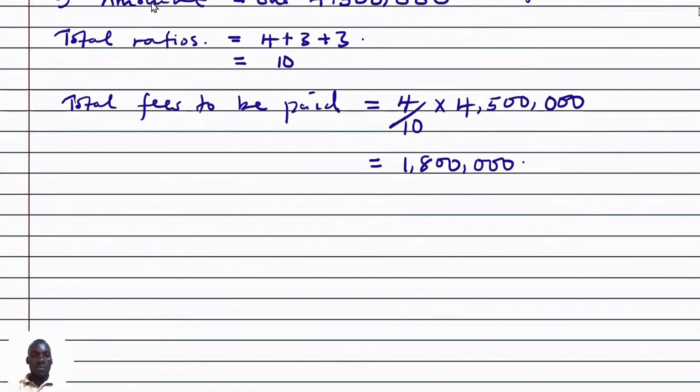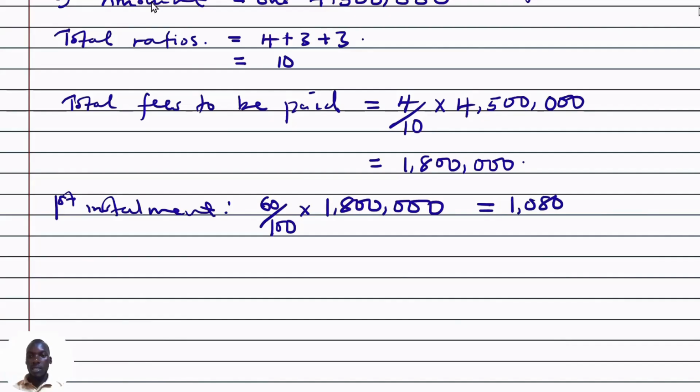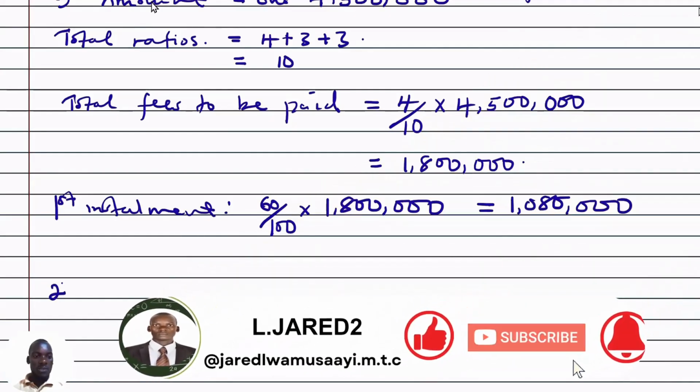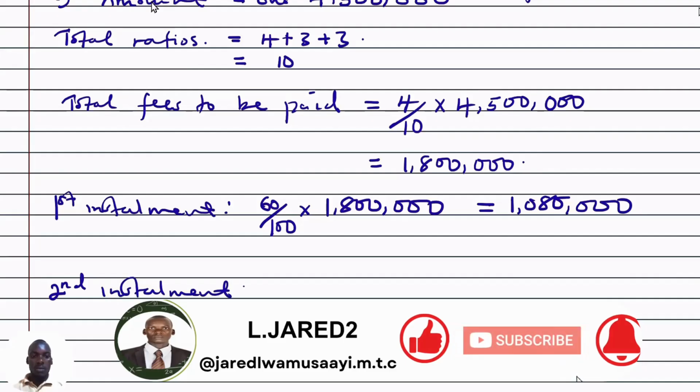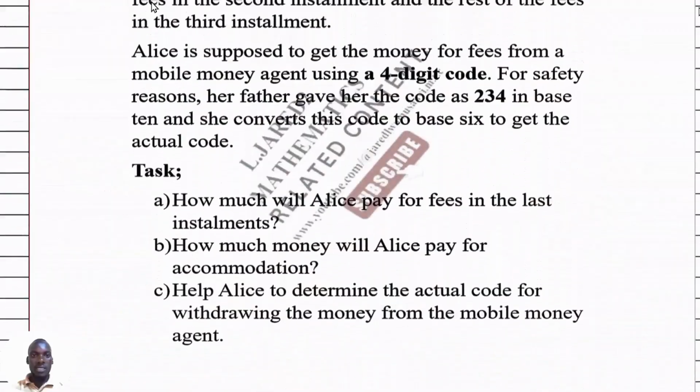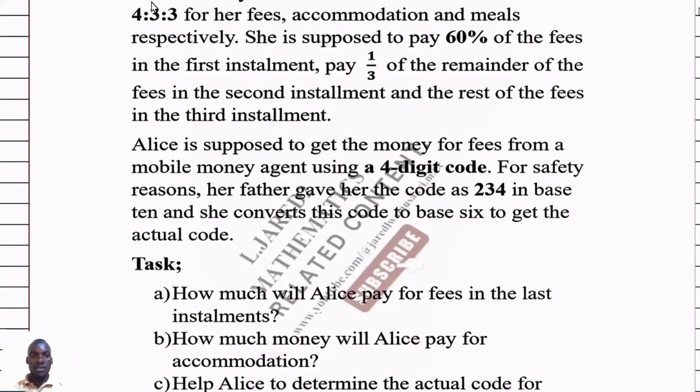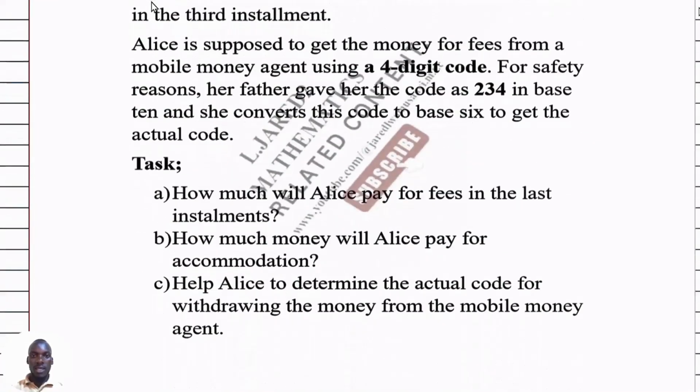Then we need to get the amount of money she paid in the first installment. The question states that she paid 60% of the fees in the first installment. So we are going to get the 60%, which is the same as 60 out of 100, multiplied by the total fees she is to pay, which is 1,800,000. This gives us 1,080,000. What about the amount of money she is to pay in the second installment? Remember, the question said that she paid a third of the remainder of the fees in the second installment. So what is a third of the remainder?